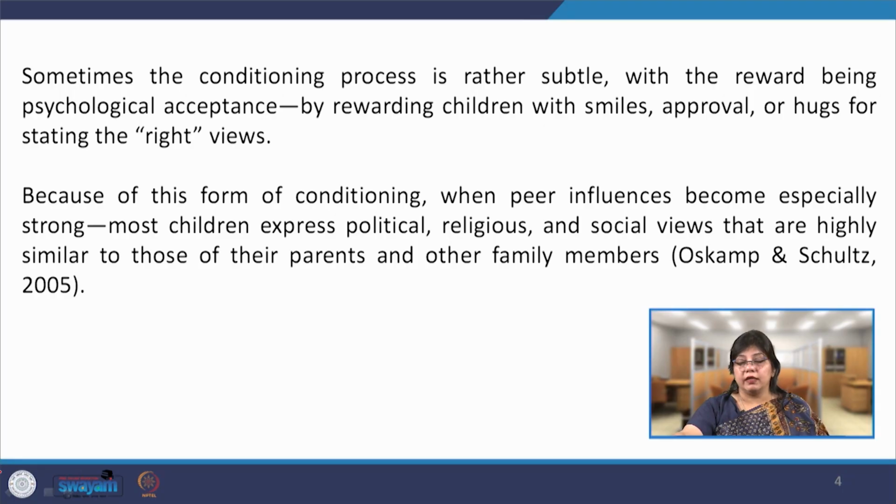Further, the impact of this kind of conditioning, instrumental conditioning, is very subtle. Every time, a child or any person will not receive applause, but there has to be some different kind of indirect rewards that a person or child can receive and develop a positive attitude. For instance, any child who has performed very well, or a person who has given a very strong opinion, may not receive applause, but he can receive a reward with a smile, with approval, or hugs for stating the right views.